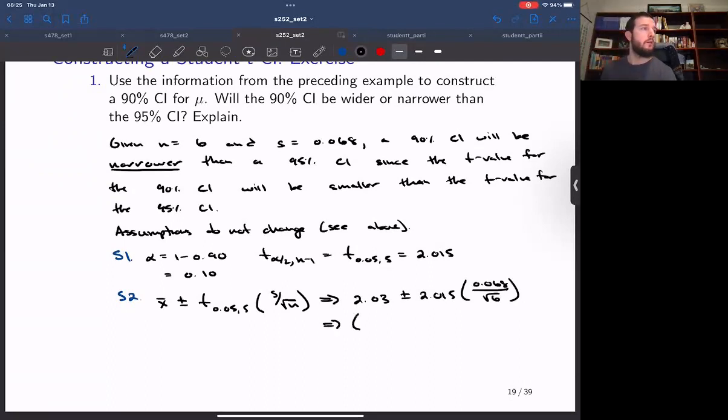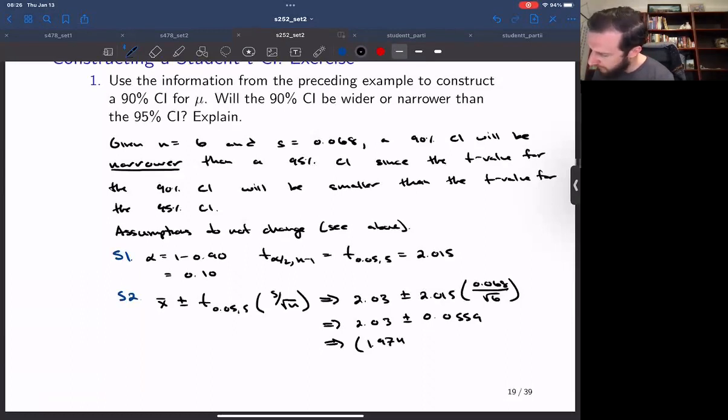And that's going to give us, I guess I can compute this thing real quick. It's going to give us 2.03 plus or minus 0.0559. All right, and then as a result, we will have 1.974 to 2.086.